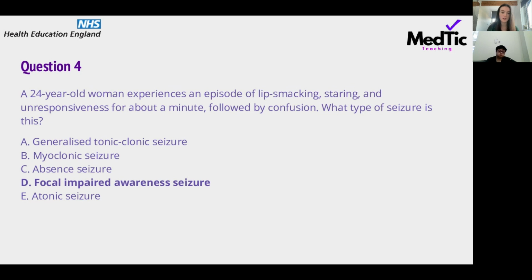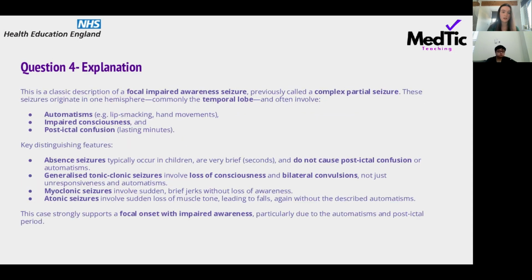So if we move on to the explanation slide. Focal impaired awareness seizures, in some older questions, you might see that they're also called complex partial seizures. They're the same thing, but they've been renamed, as most things are in medicine, for fun. I don't know. These seizures originate in one side of the brain, so one hemisphere, and often they come from the temporal lobe.